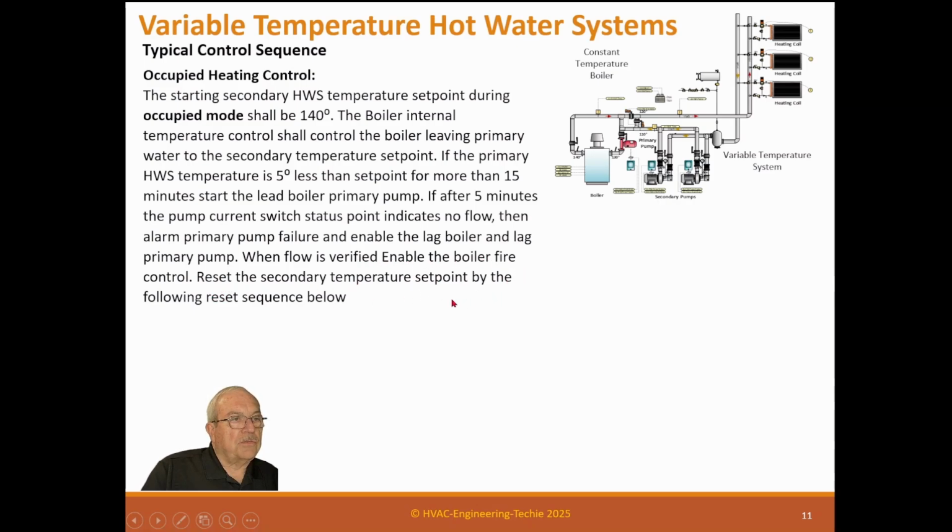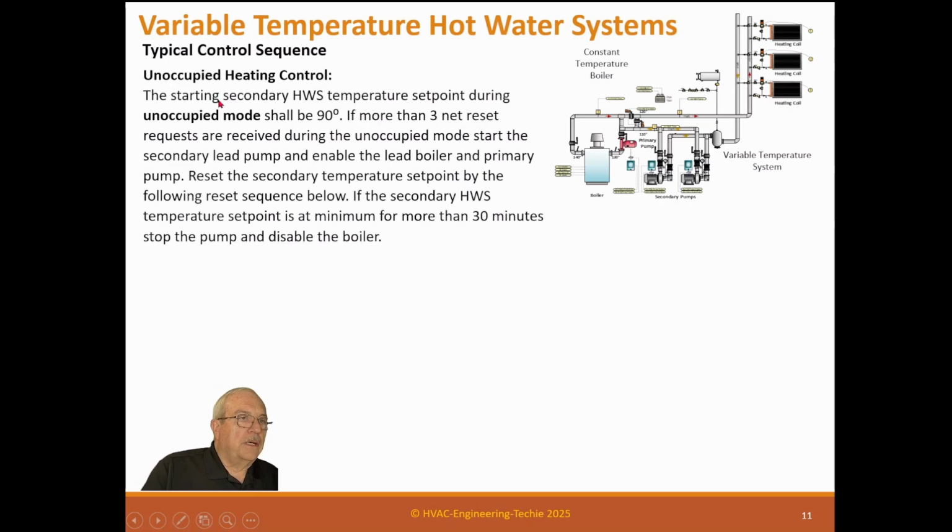Reset the secondary temperature set point by the following reset sequence. Unoccupied heating control: the unoccupied mode shall be at a 90-degree set point. If more than 3 net reset requests are received during the unoccupied mode, start the secondary lead pump and enable the lead boiler and primary pump. Reset the secondary temperature set point by the following reset sequence below. If the secondary hot water supply temperature set point is at minimum for more than 30 minutes, stop the pump and disable the boiler.